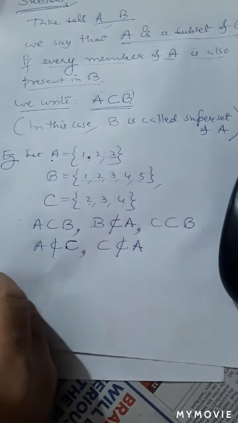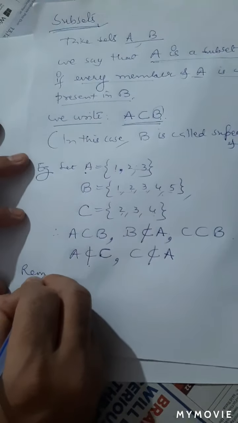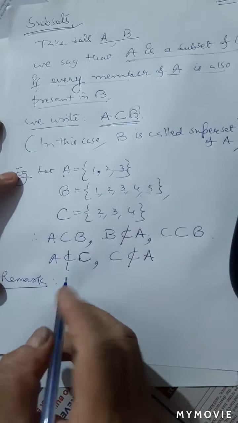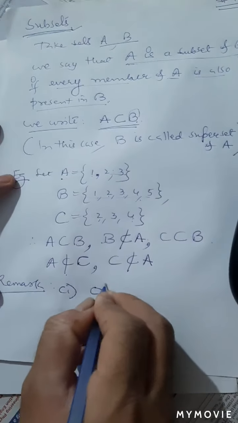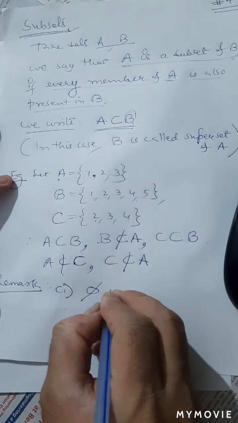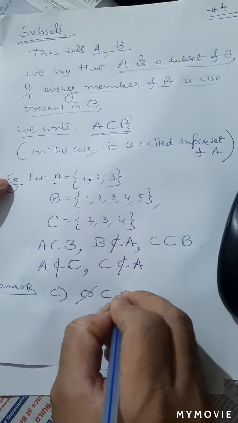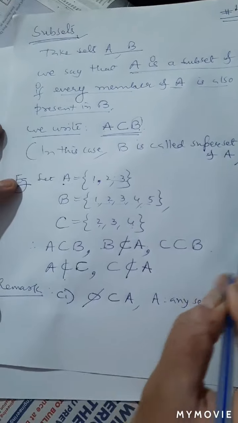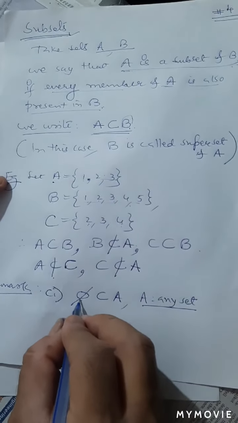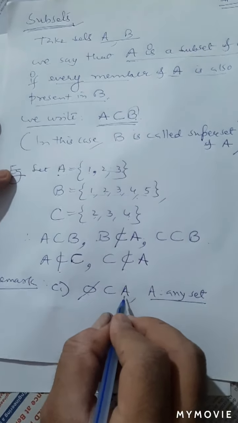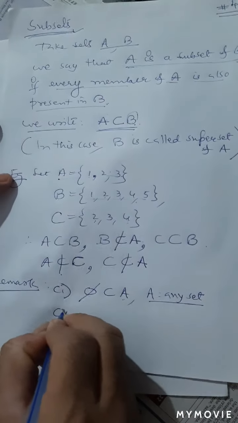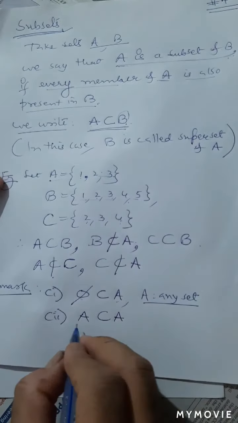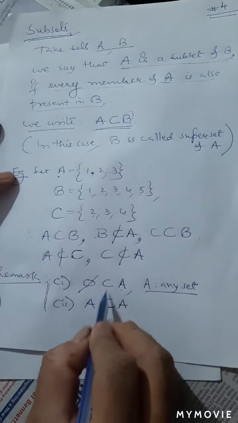Now we write this important remark here. One is the null set. It consists of no member. So we say that the null set is a subset of any set A, where A is any set. Null set or phi is a subset of every set A. And secondly, every set is always a subset of itself. These are the two important things about subsets.